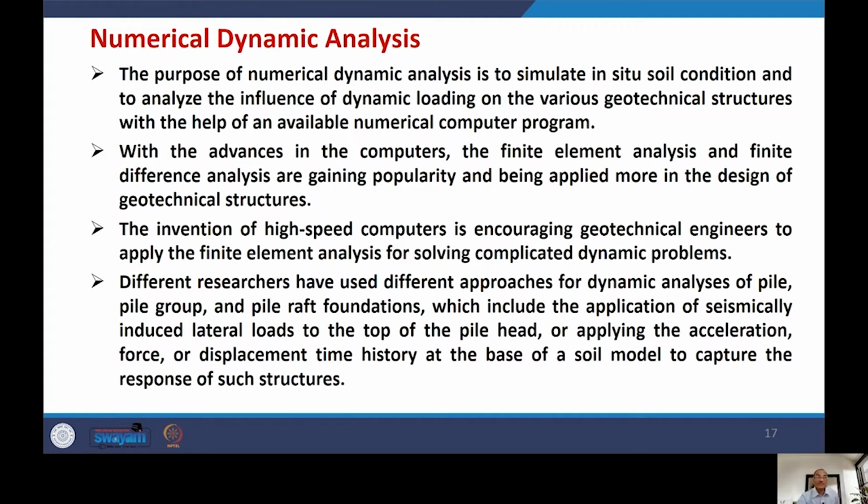Different researchers have used different approaches for dynamic analysis of piles, pile groups, and pile raft foundations, which include the application of seismically induced lateral loads to the top of the pile head, or applying an acceleration or displacement time history at the base of a soil model to capture the response of such structures.